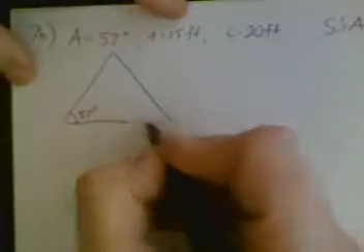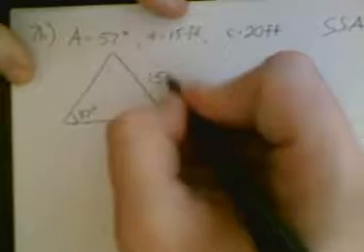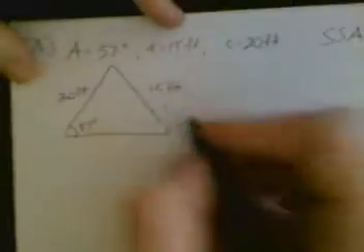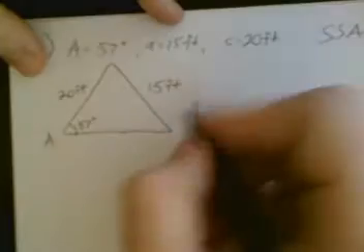So this is 57 degrees. The side opposite of it, I'm going to go ahead and draw in there. The side opposite is going to be 15 feet. And then this other side value, the extra side, I'm always going to put right here. So I have 20 feet there. So this is my angle A. That makes this my C because my side C is across from it. And this is angle B.